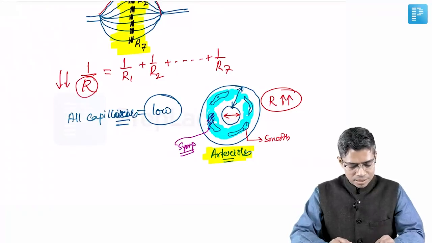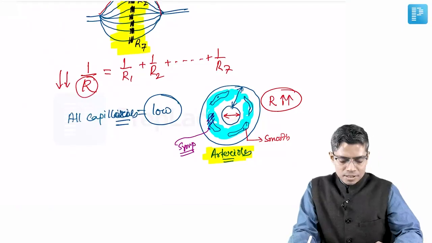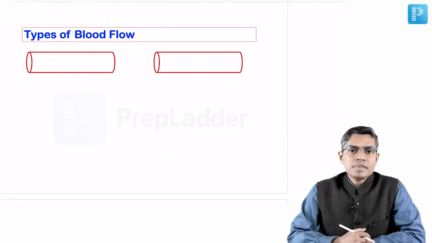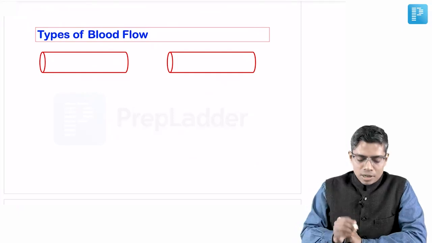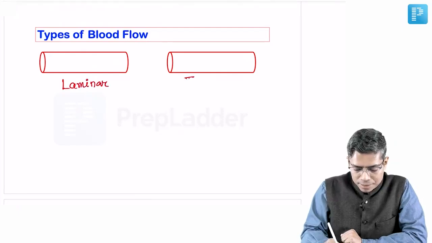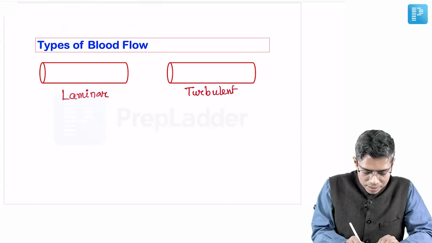So this way you have to remember how this blood flow works. Everything we have discussed is about resistance. Now, the next part is the type of blood flow. So, after discussion of the resistance, now the type of blood flow. All of you know that if these are two vessels, one type of blood flow is known as laminar blood flow, and another one is known as turbulent blood flow.